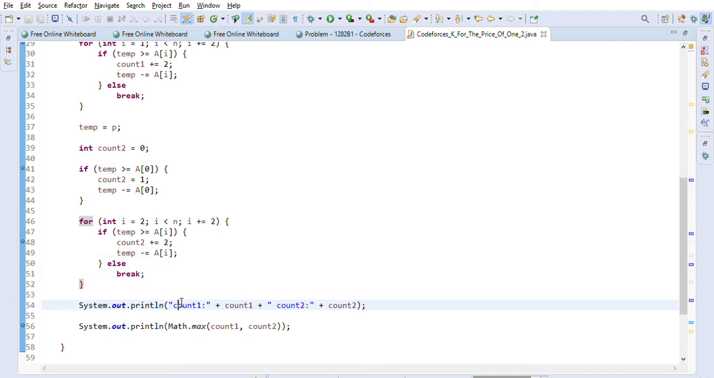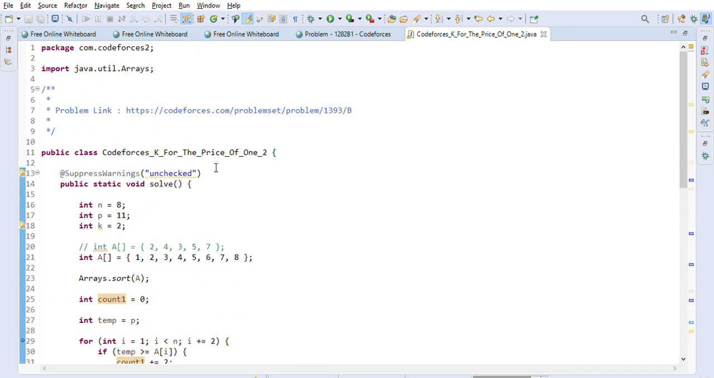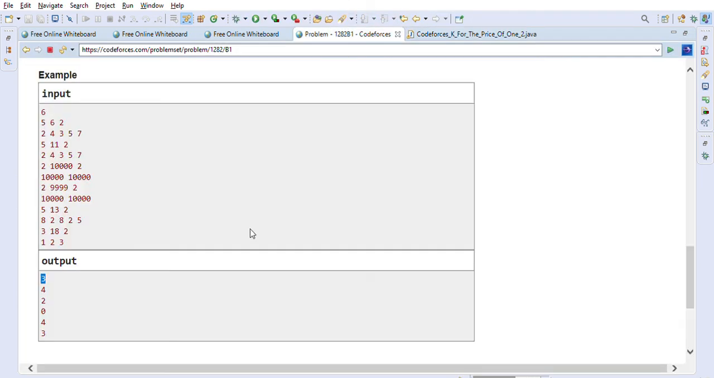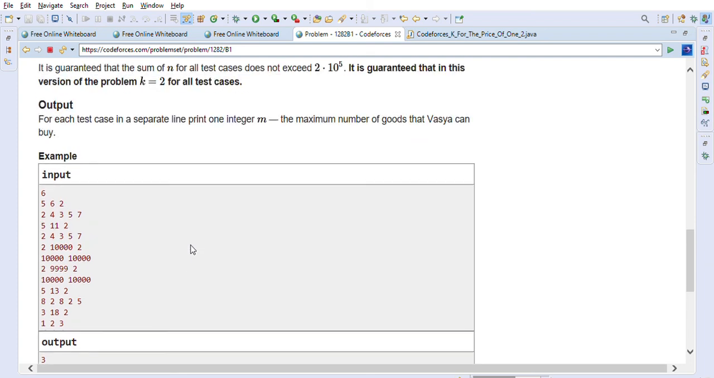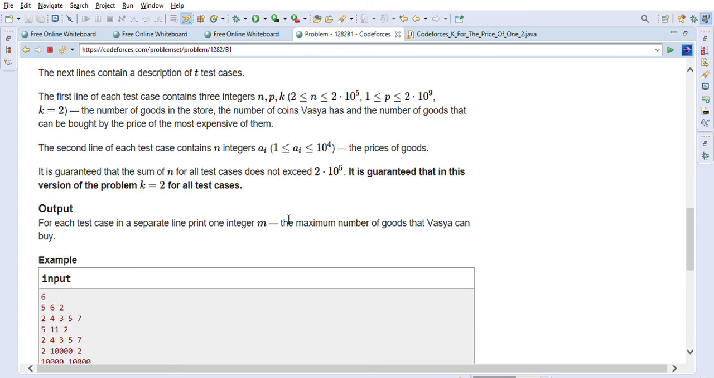And then we have count 1 and count 2 both accessible. Now we will just take the maximum of those values, right? So that one will give us the maximum number of items we can buy. So that's what we are trying to find out, right? In the output you can say the maximum number of items that Vasya can buy.